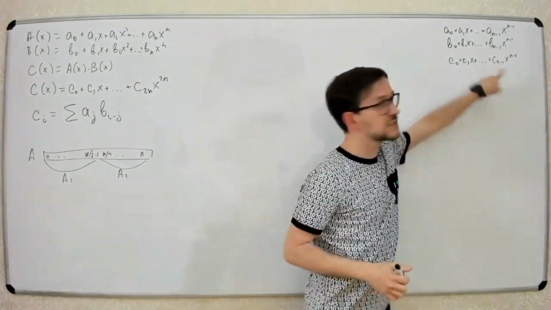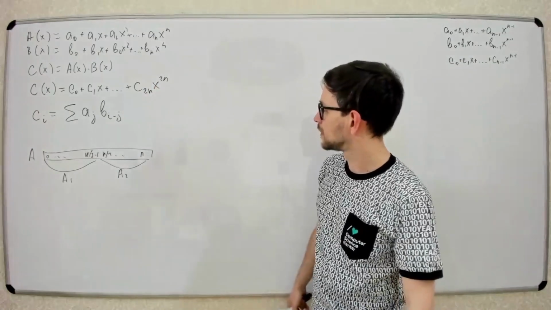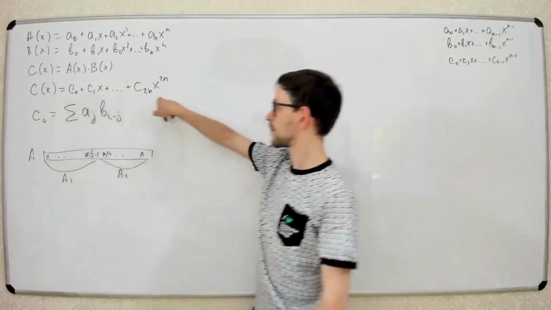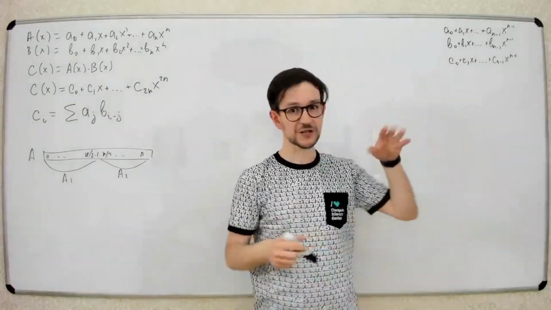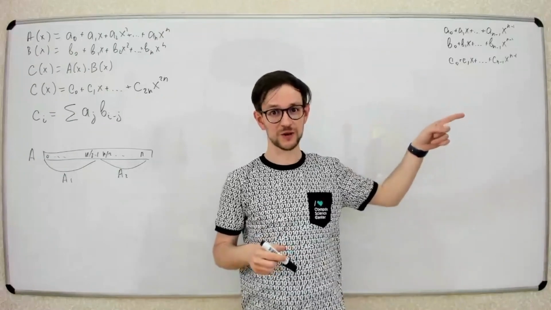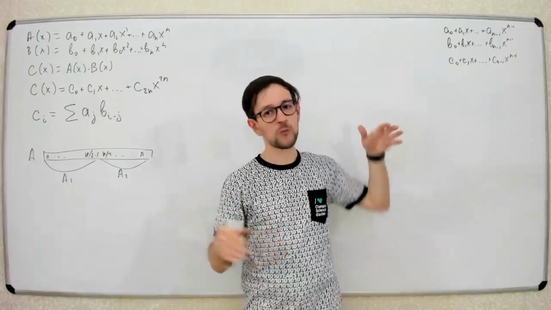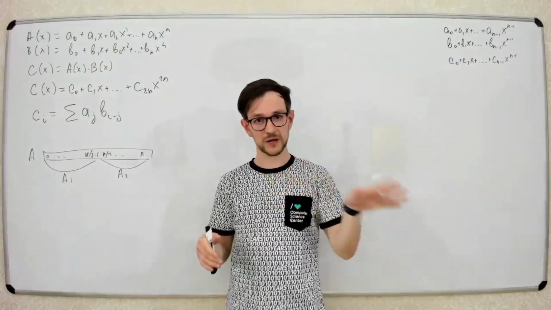Okay, this n is different from this n. This n is basically 2n plus 1. So the maximal number of coefficients in polynomial c is 2n plus 1. So I will just redefine this n to be 2n plus 1, just to have all polynomials have the same number of coefficients. Okay? Now all my polynomials have n coefficients.